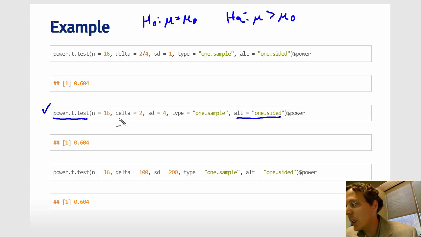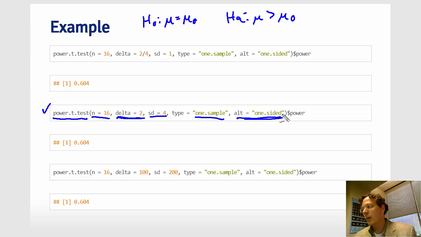So delta here, this parameter, is the difference in the means. So if I specify n, I specify how different mu a is from mu naught, and I give it a standard deviation of 4. I'm telling it it's a one-sample t-test, and I want one-sided power, and then I'm grabbing the power part of it. Then it gives me my power, 60%.